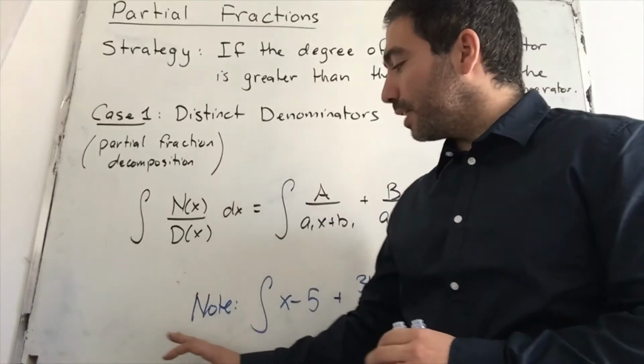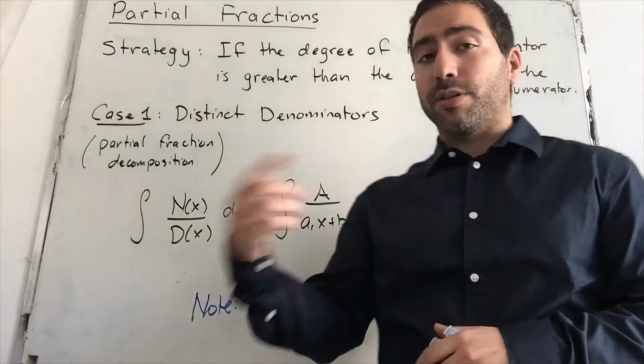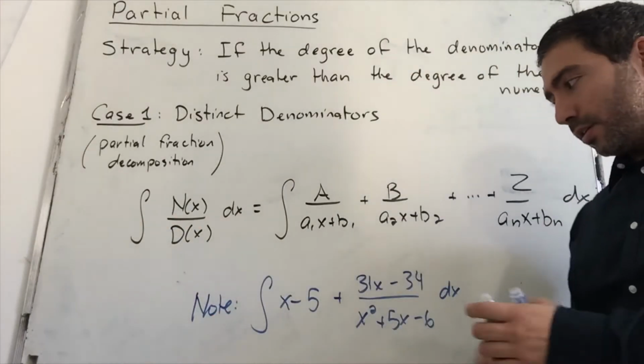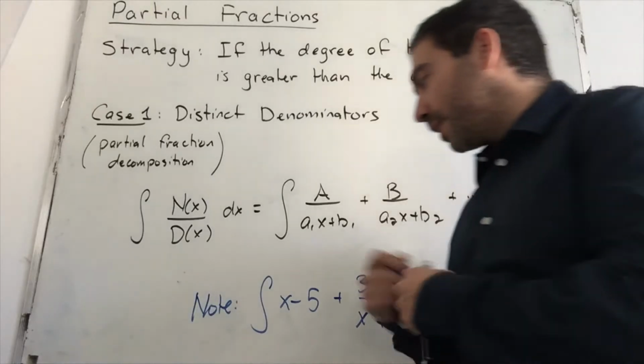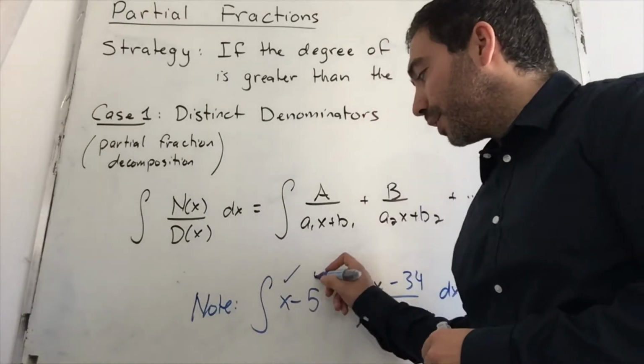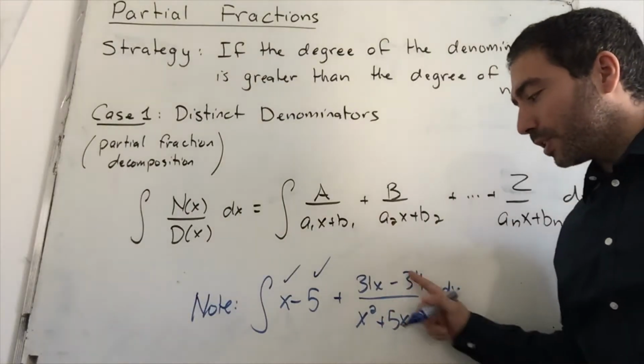Let's take a look at some examples. I just want to mention the example that we saw earlier when we used the long division. We broke it up into this integral over here, where I said the x is not a problem. We can integrate the x. We can integrate the negative 5. That's not a problem. But over here, notice that we transformed it.